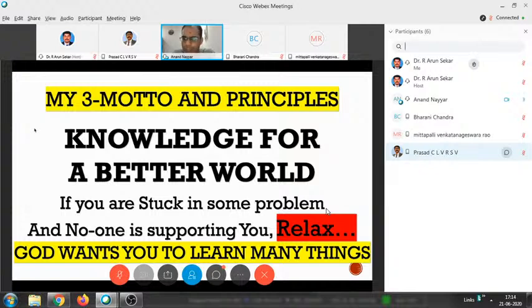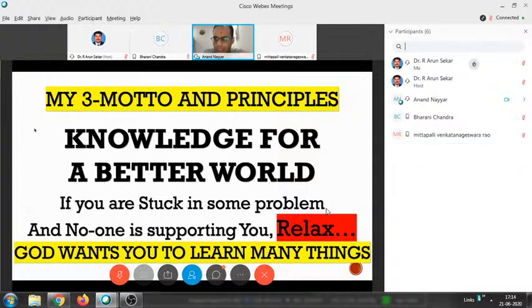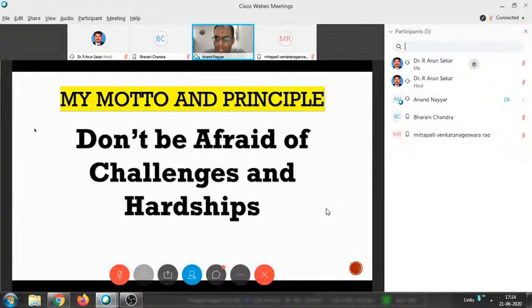So the second motto that I believe as a scientist: if you are stuck in some problem and no one is supporting you, because you know this is a common problem, first of all, relax. Because God wants you to learn many things. So if you want to learn many things, try to handle the situation on your own. Because if you handle the situation on your own, you will be able to fight the problems and you will be able to learn many, many things. And as a computer engineer, scientist, and professor, I believe in this thing: don't be afraid of challenges and hardships.